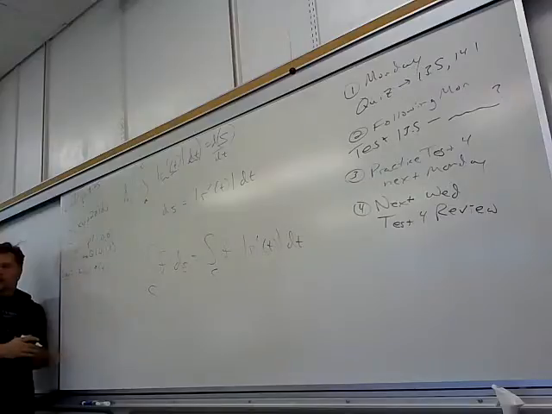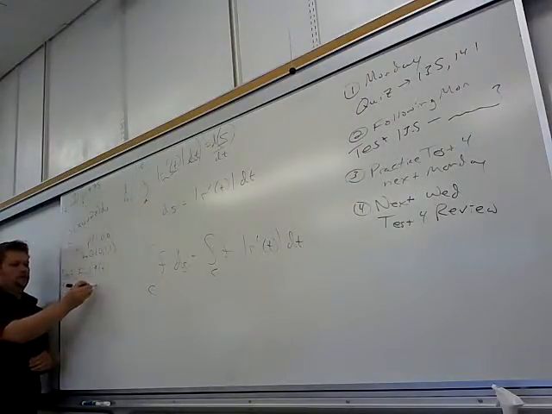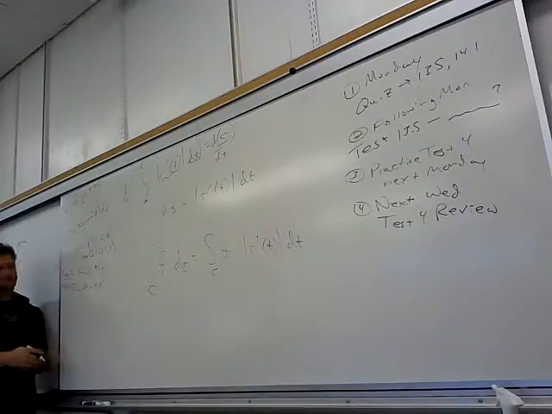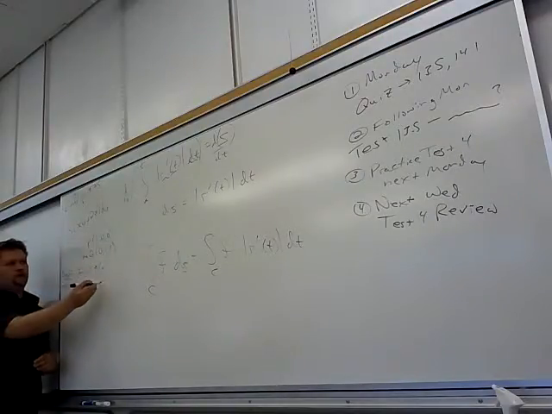1, 0, 0 plus T times... you're going from P to Q. So 0 minus 1, negative 1, 1, 1.